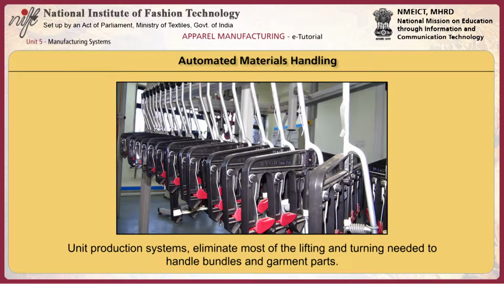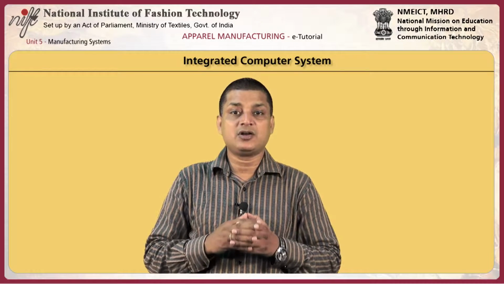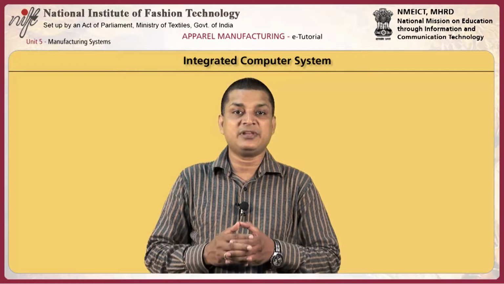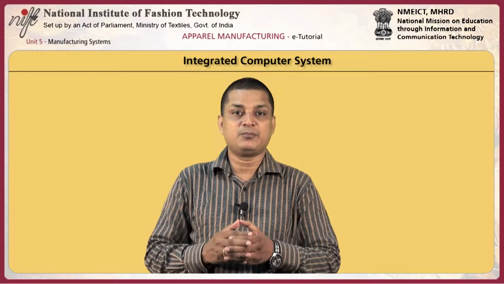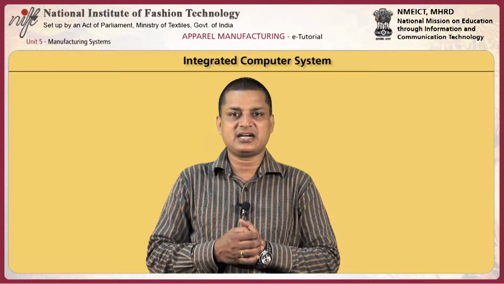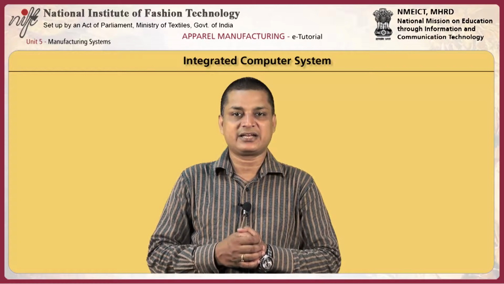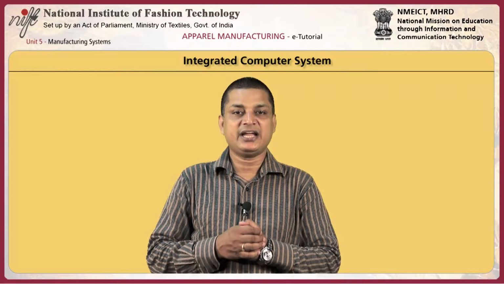Automated materials handling replaces the traditional system of the bundling, tying and untying, and manually moving garment parts. Unit production systems eliminate most of the lifting and turning needed to handle bundles and garment parts. The need for bundle tickets and processing operator coupons is also eliminated when an integrated computer system monitors the work of each operator. Individual barcode or electronic devices are embedded in the carriers and read by a barcode scanner at each workstation and control points.